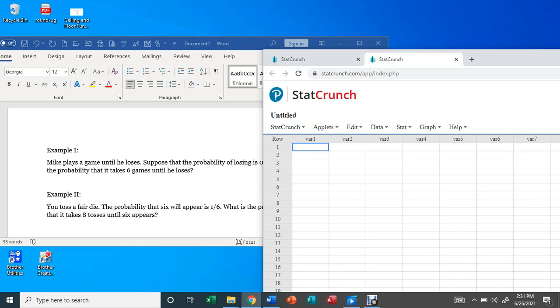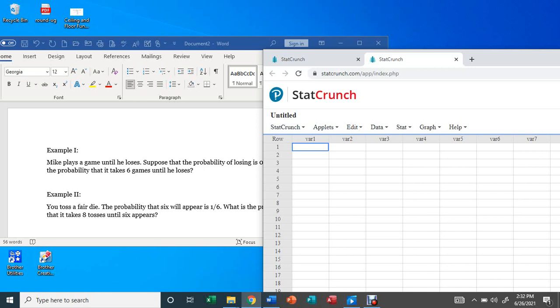And let's mention the formula for the expected value for geometric distribution. The expected value is (1 minus p) over p, where p is the probability of success, and the variance of geometric distribution is (1 minus p) over p squared, and again p is the probability of success. So now let's look at these two examples and see how StatCrunch can help us do some geometric distribution questions.